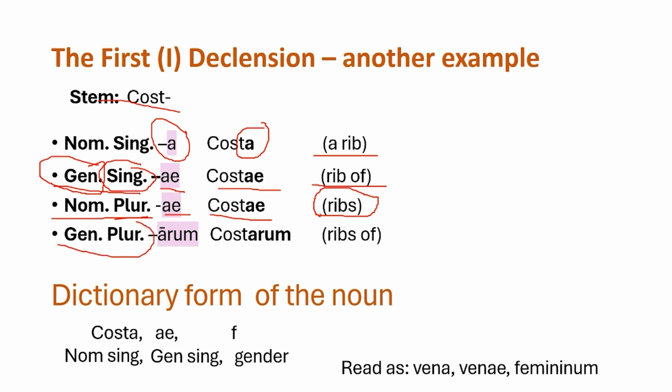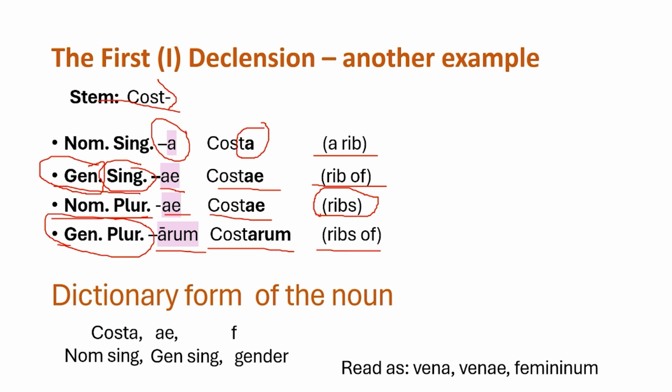Then the last one is genitive plural. Genitive plural is you add arum to the stem, and you get costarum. Costarum means ribs of, because this is genitive, showing relation or possession. So genitive plural is costarum, and it means ribs of. So I hope this first declension might be making some sense now, but to get hands-on, you need to practice with more different words.